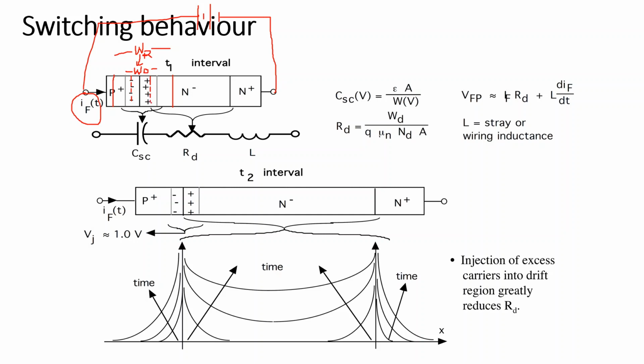So it will become, let us say, WF, the width of the depletion region when it is forward biased, right? So why are we discussing all this? Because these things are very important when we are discussing the switching behavior of diodes.